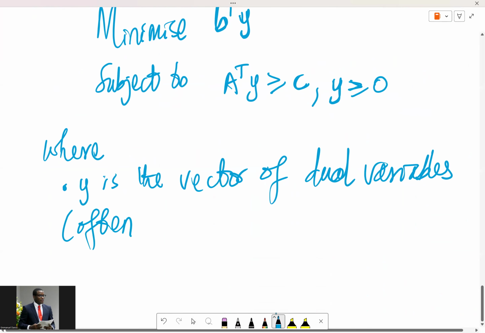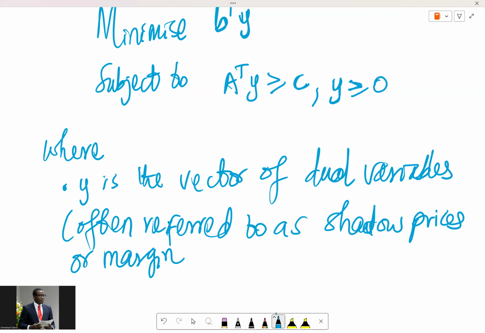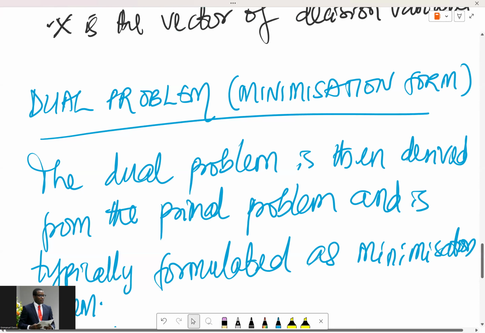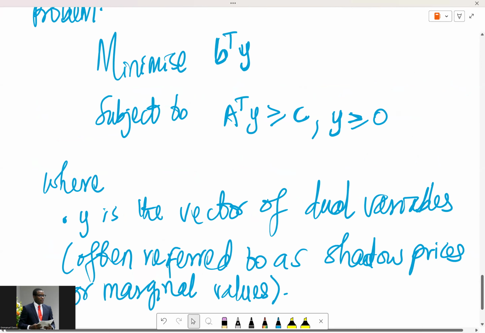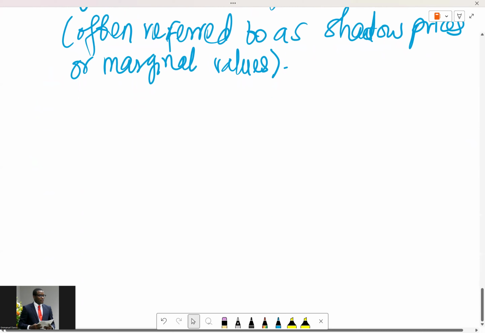Dual variables are often referred to as shadow prices. They are known as shadow prices or marginal values. Maybe 2 or 3 videos from now, I'm going to show the importance of shadow prices or marginal values as given in dual problems. Well, to actually drive the point home, I like to do an explicit example.